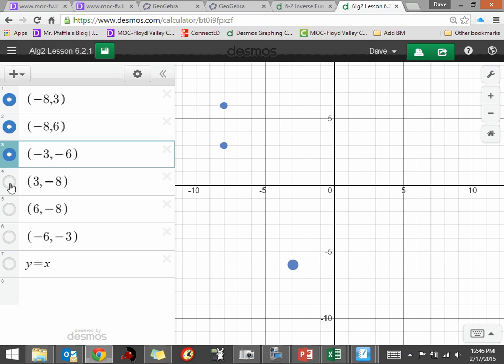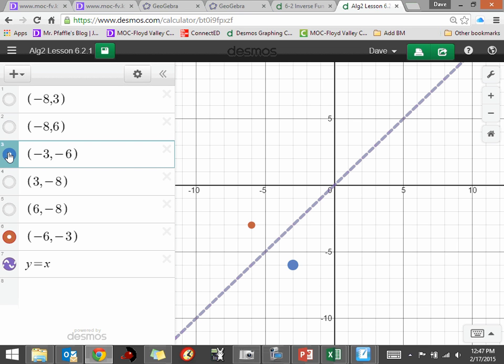So the inverse of -8, 3 is 3, -8, and the inverse of the other, and the third point. And these points should be a reflection across the line y equals x. So what I should see is that this ordered pair of 8, -3, this point here, should be the reflection of this ordered pair right here. So those two are actual ordered pairs that get reflected across that line. And then the ordered pair -8, 6 is the reflection of 6, -8, which is down here. So those are inverse pairs.